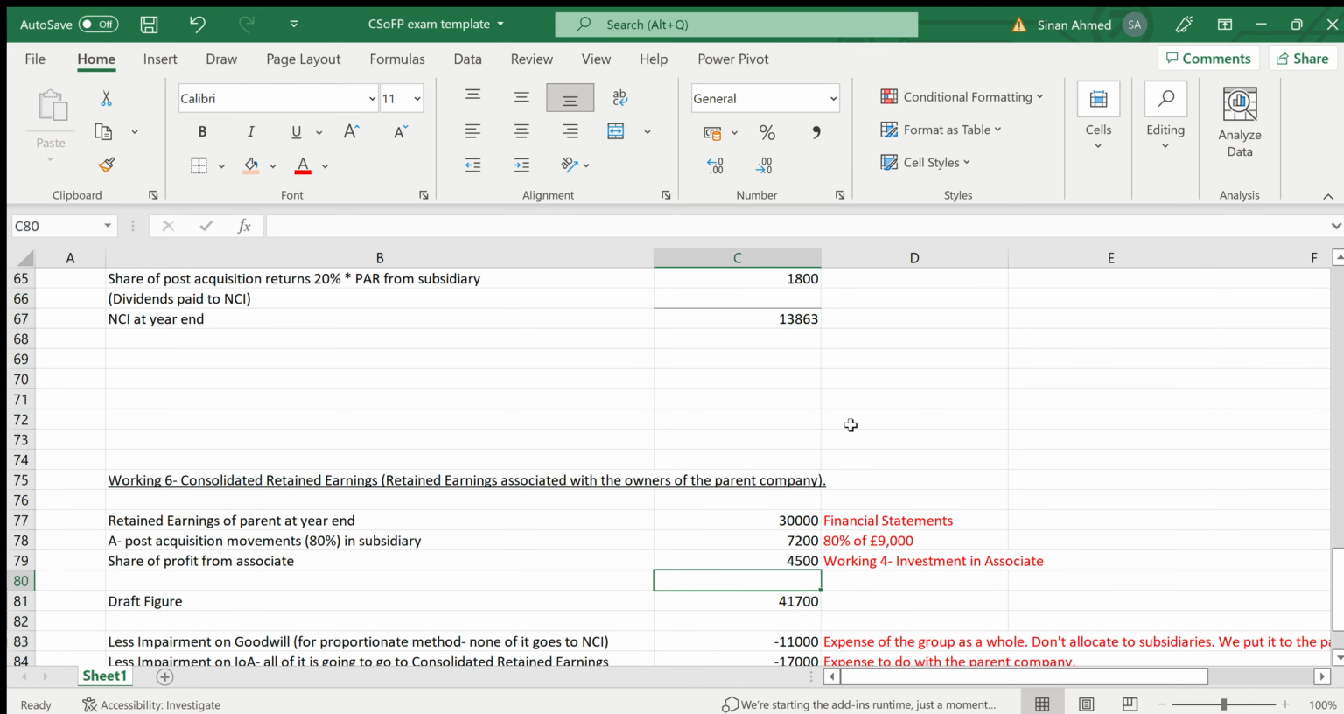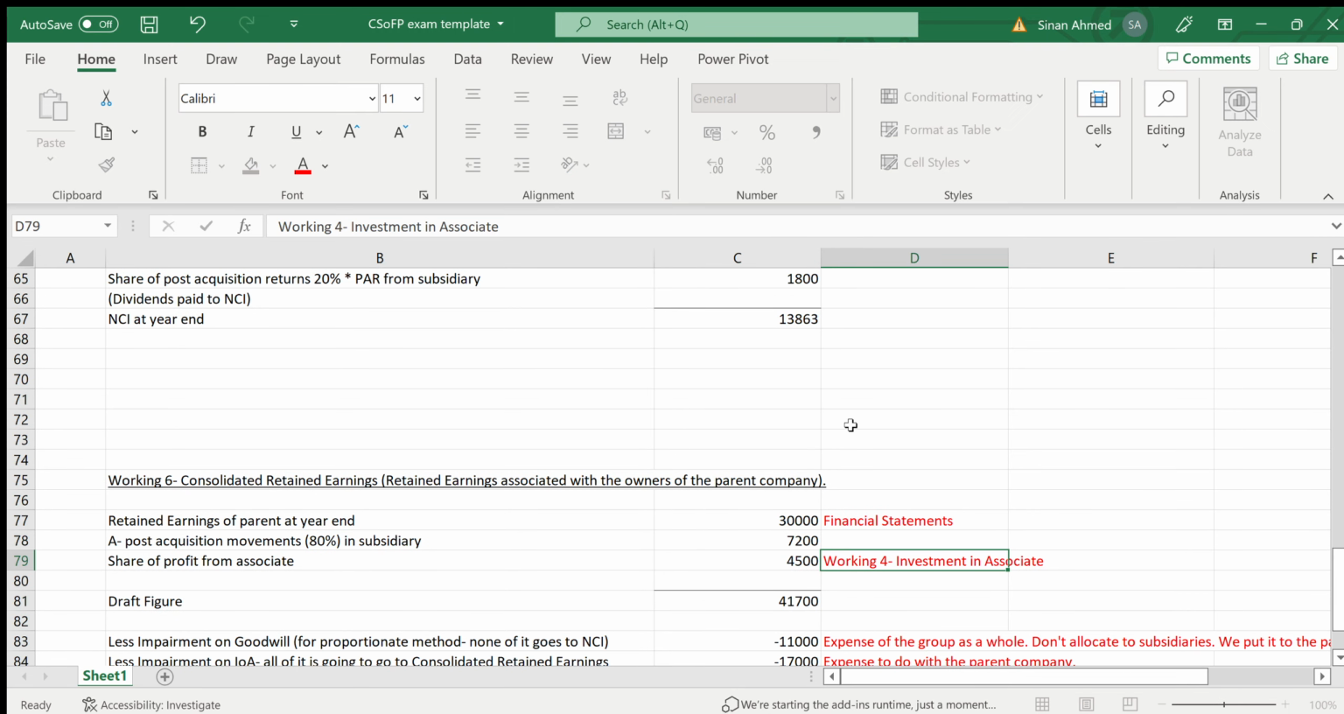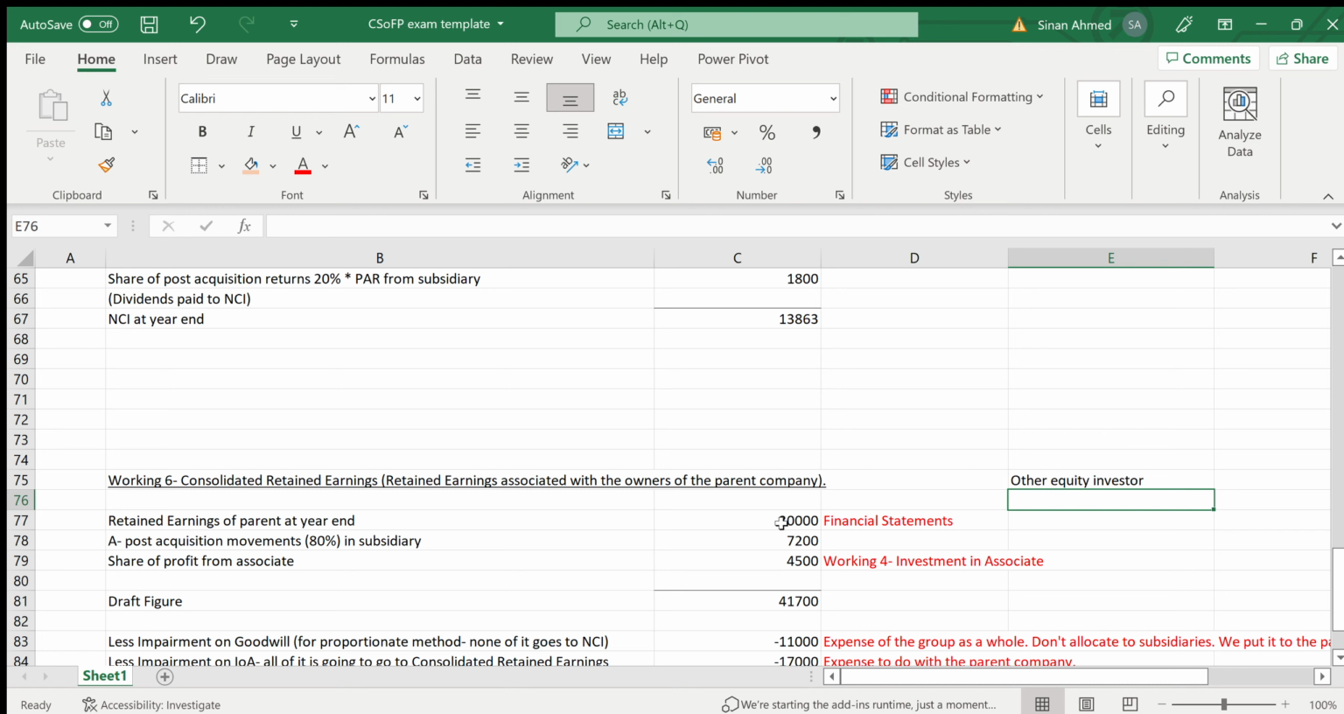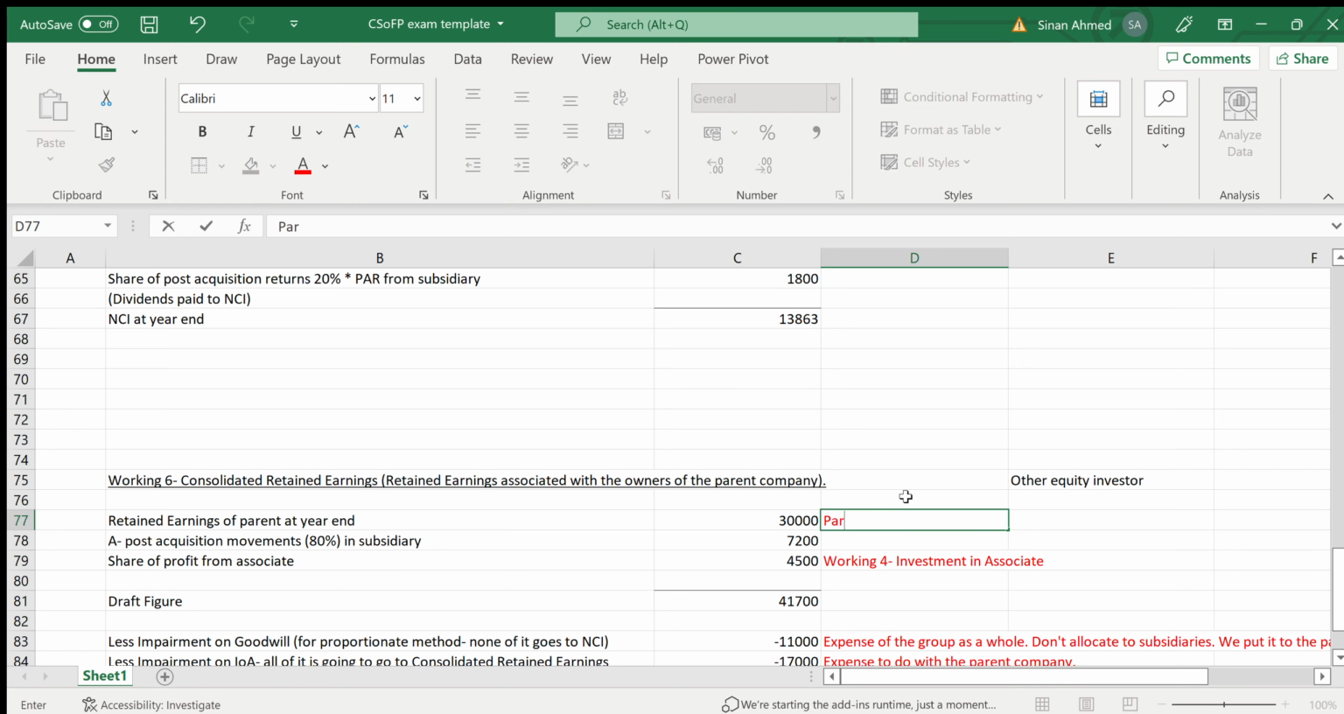Okay, next we have consolidated retained earnings. So these are retained earnings associated with the owners of the parent company. So they're the other equity investor. Okay, so we put in the retained earnings of the parent at the year end. So parent's single financial statements.